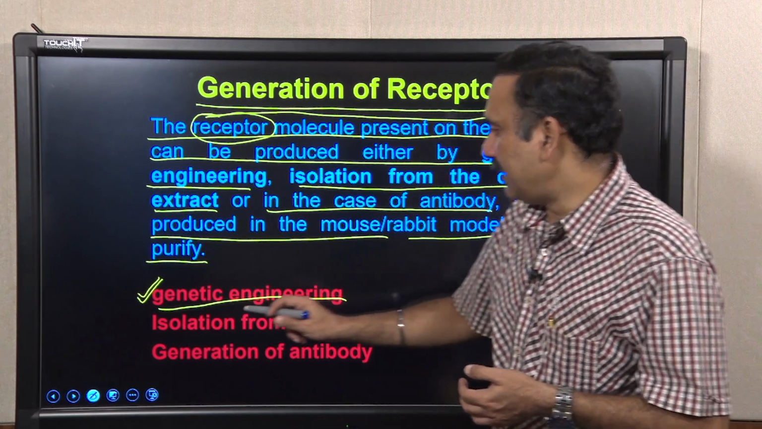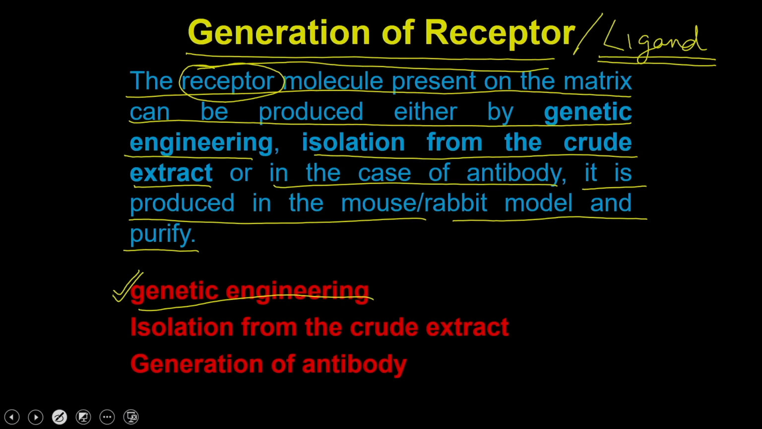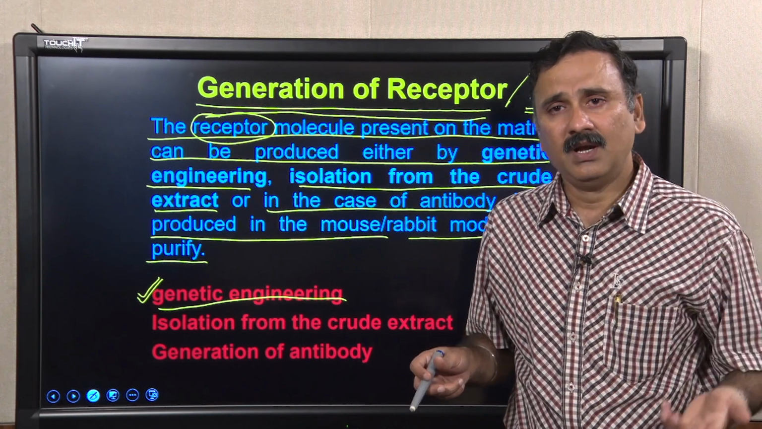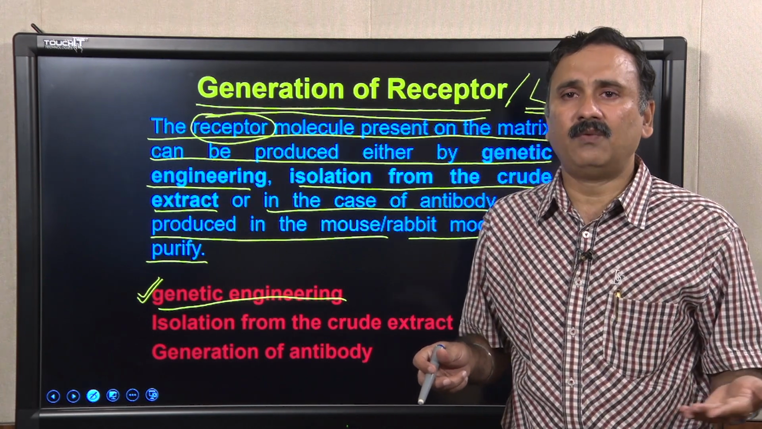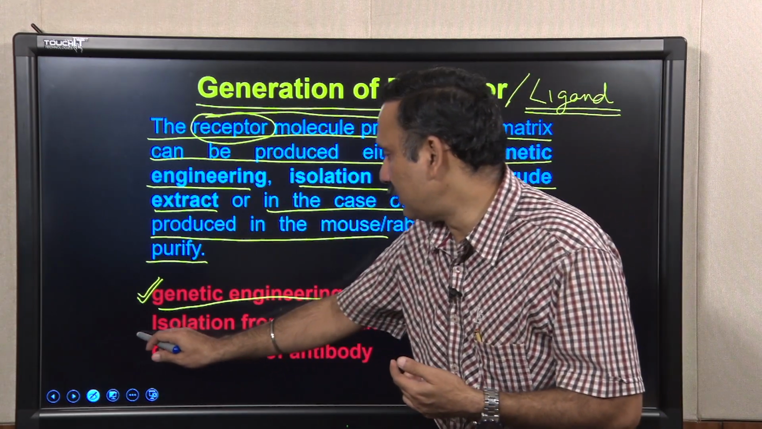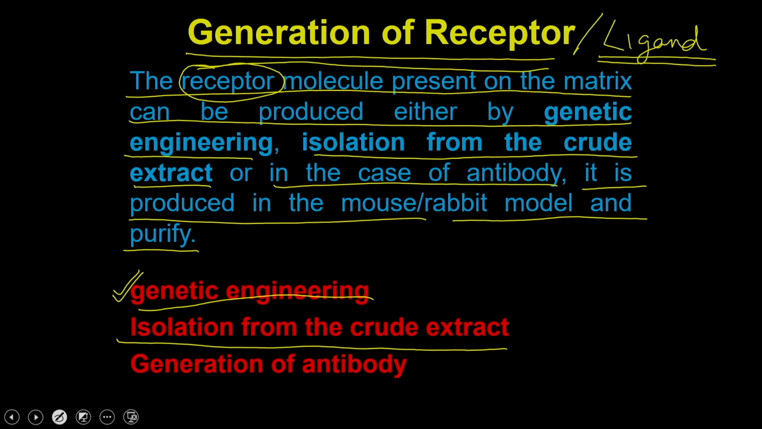The other option is that if the gene is very difficult to clone, or it has not been isolated so far, but the protein is available, then you can isolate the protein from the crude extract.